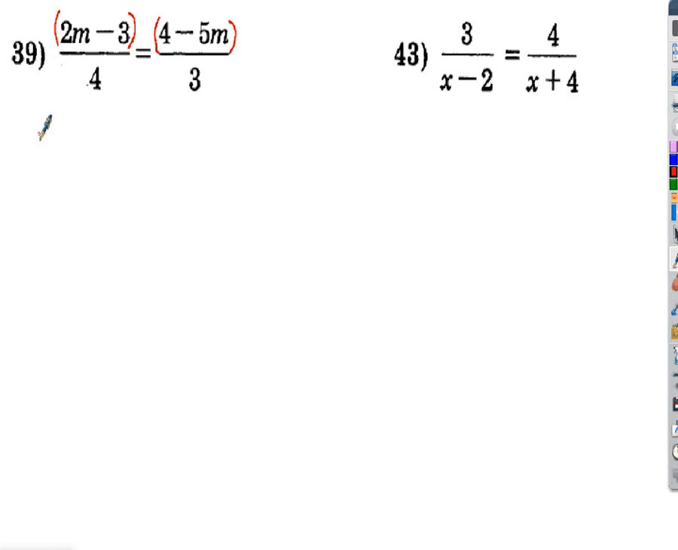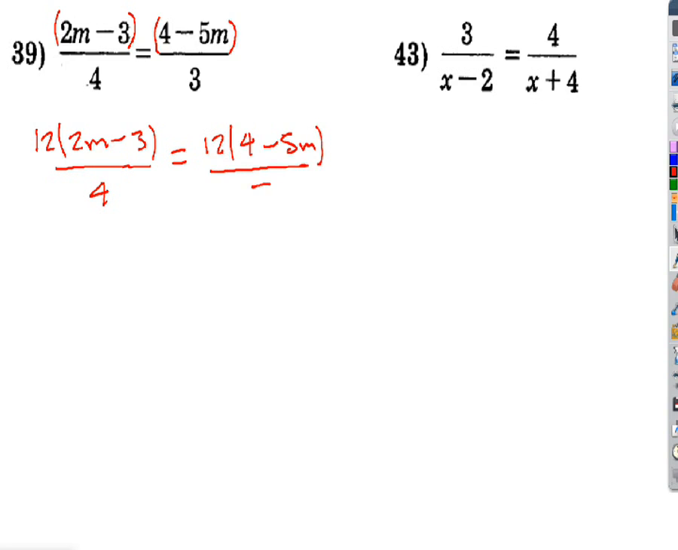So multiplying the left hand side by 12, that becomes 12 multiplied by, in brackets, 2m minus 3, that's all divided by 4 still, and on the right hand side that will be 12 multiplied by 4 minus 5m in the bracket, and that's all divided by 3. So I've not affected the equation, I multiplied both sides of the equation by 12. On the next line we'll find that 4 divides into 12 3 times, and 3 divides into 12 4 times, so I can now write 3 multiplied by 2m minus 3 in the bracket, and that's equal to 4 multiplied by 4 minus 5m in the bracket.